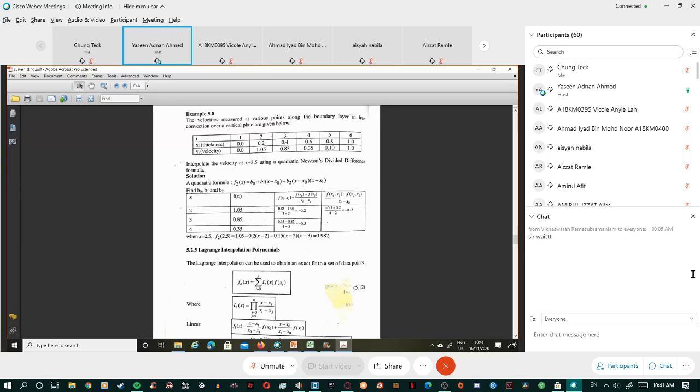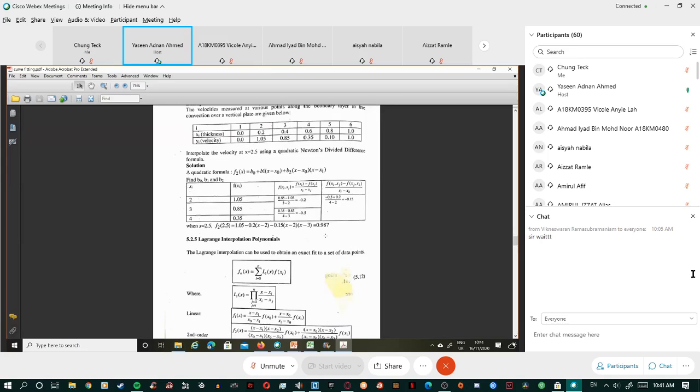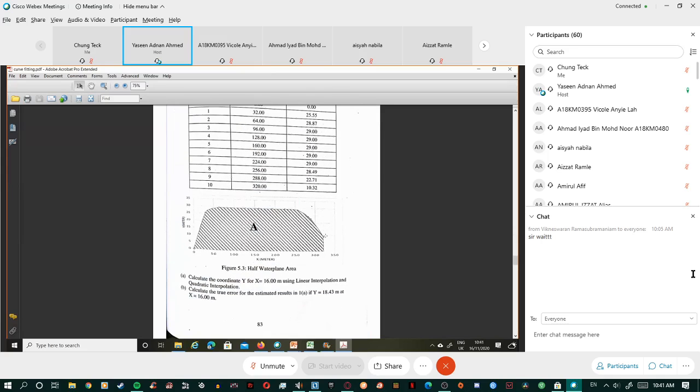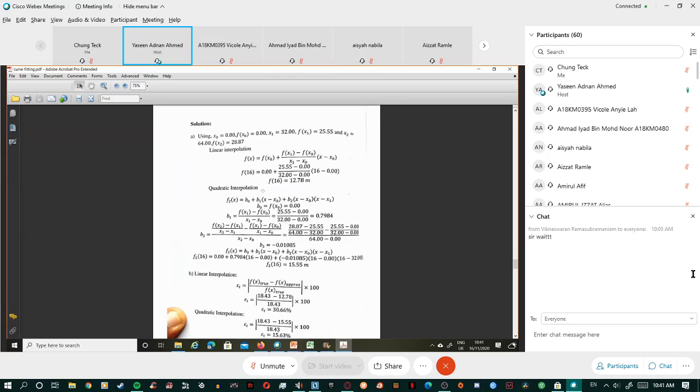I mean, you get the answers. Sometimes you have to compare the value with the given value or from the true values. Lagrange polynomial, I already explained, okay? So these are very, very simple things. You just go through the problems.